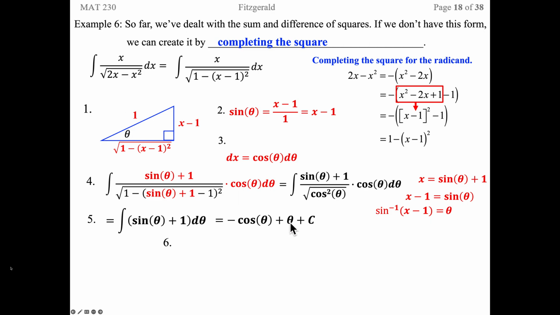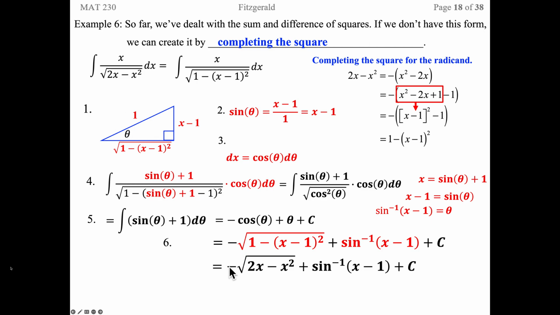So that's going to replace this theta, and cosine of theta is going to be this square root over 1, or you can use this one instead because they are equivalent. So I'm going to opt with this, but I think I'm going to switch it back for my final answer. You can have negative the square root of 2x minus x squared. That's just easier to type into WebAssign, plus the inverse sine of x minus 1 plus c.